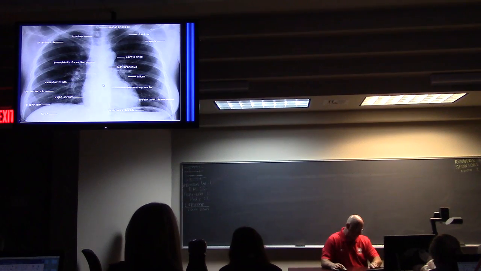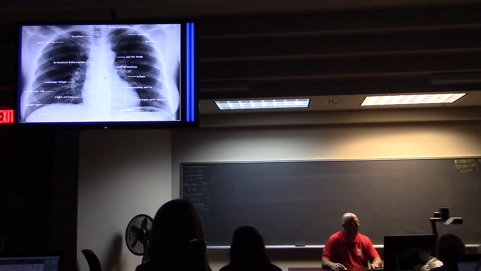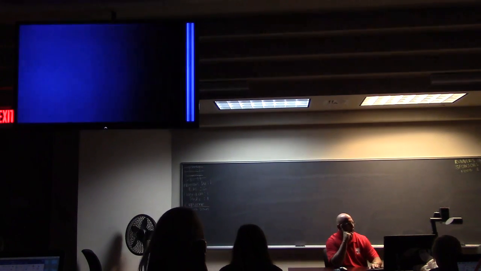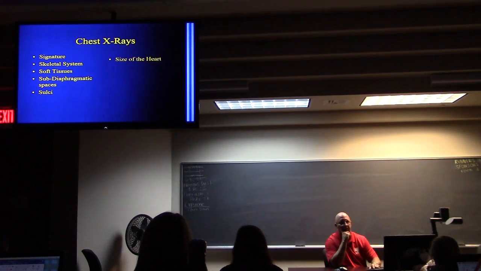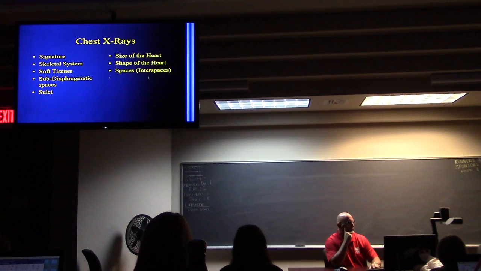So now we're going to go to chest x-rays. And I've got my own system that I use for chest x-rays that I developed a long time ago. It's called the System of the S's. I think there's about 10 things that start with S that I look for. And every single one of them, I'll just go through them really quick.